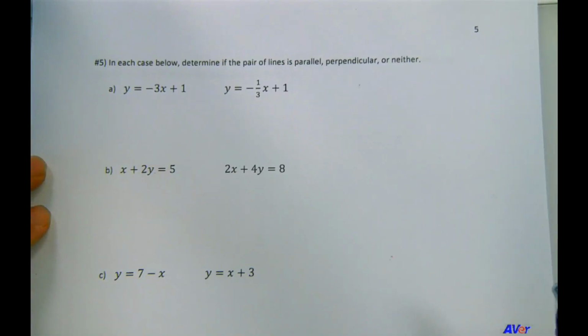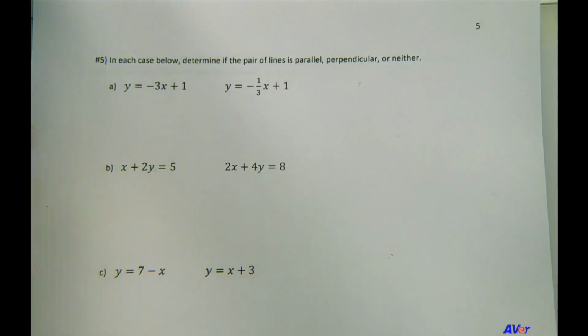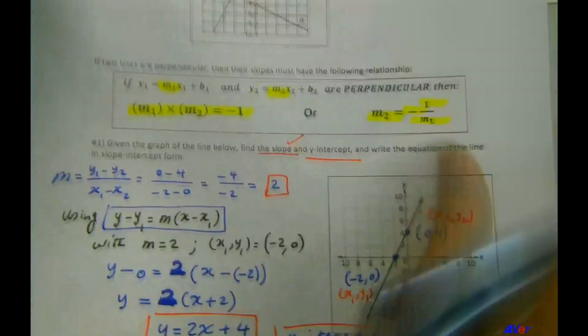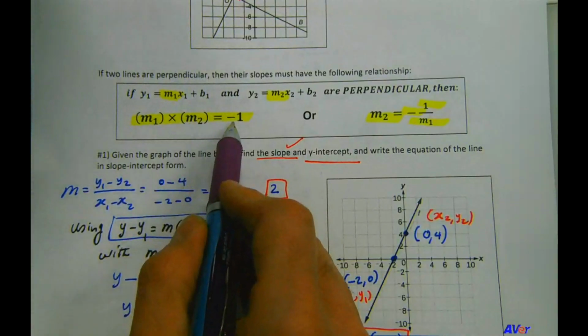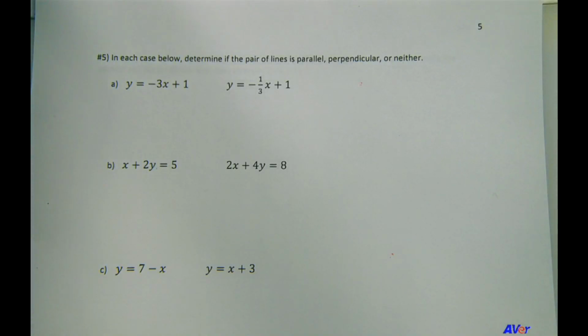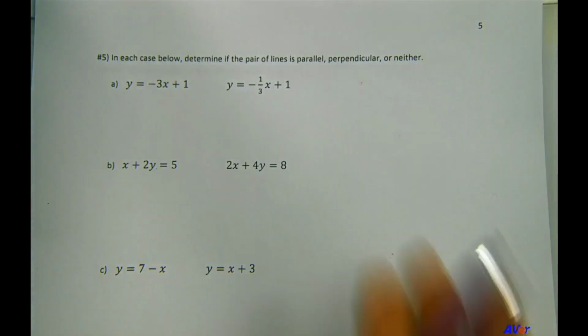All right. So here they say, in each case below, determine if the pair of lines is parallel, perpendicular, or neither. Okay, so we need to find the slopes of these and compare the slopes, right? If the slopes are equal, then the lines are parallel. If they're not equal, but if we multiply the slopes, the result is -1, then the lines are perpendicular. And if none of this is true, then it's neither. They're neither parallel nor perpendicular.